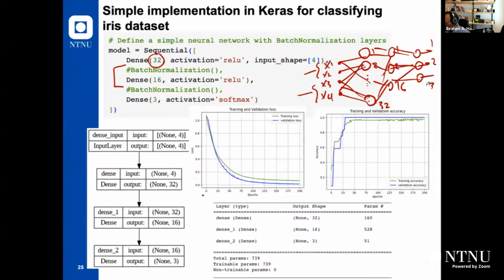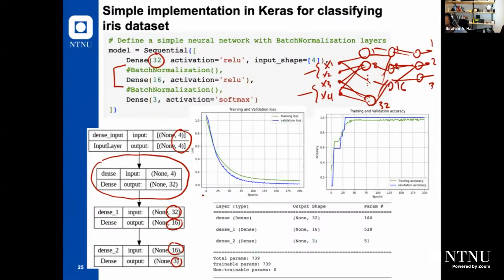The input to this model will be 4 input features, right? As you can see here in this graph, it's 4 inputs. This is the first dense layer, or the first hidden layer. It will get 4 inputs and produce 32 outputs. In the second hidden layer, the number of inputs will be 32, and the number of outputs will be 16. For the output layer, the number of inputs will be 16, and the number of outputs will be 3. So now we classify it.